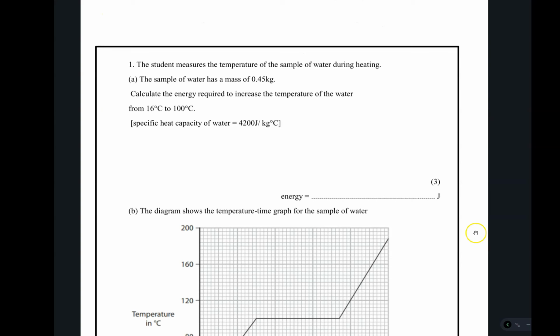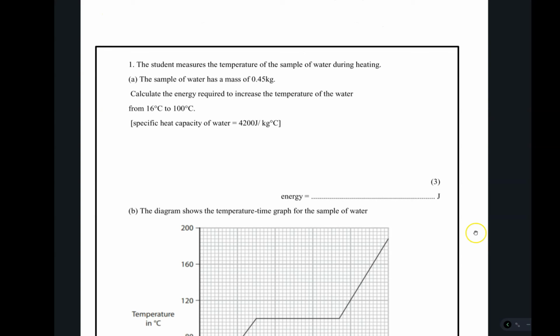Now we need to start with the first question. You are told that the student measures the temperature of the sample of water during heating. The sample of water has a mass of 0.45 kg. Calculate the energy to increase the temperature of water from 16 degrees Celsius to 100 degrees Celsius.